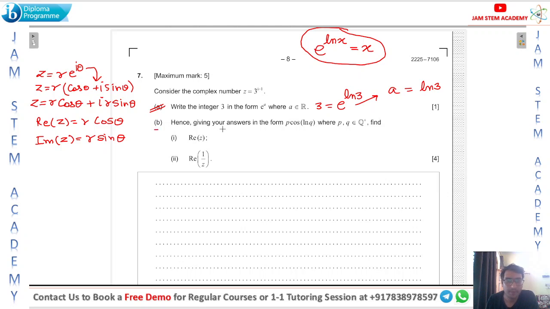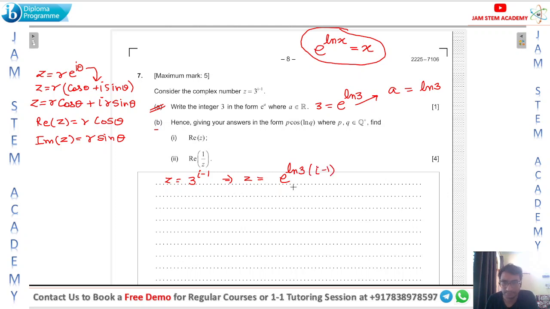Okay. So first, it says giving your answer in the form p cosine log q, find the real part of z. So what is z? We already have the complex number z. z is equal to 3 raised to the power i minus 1, right? And we have already seen in part A that we can write this 3 as e raised to the power log 3. So let's rewrite it. We get z equals e raised to the power log 3 times i minus 1.